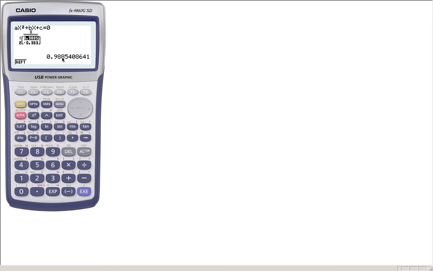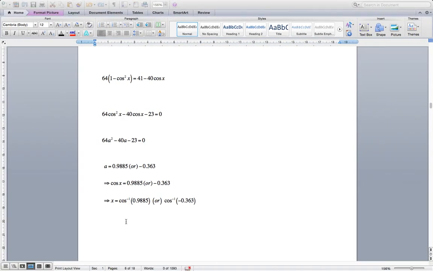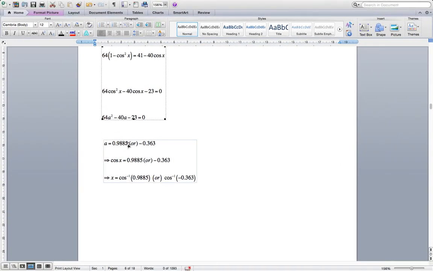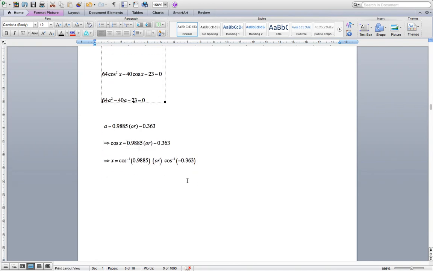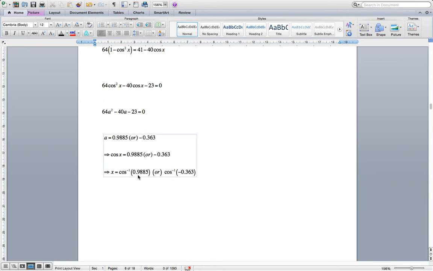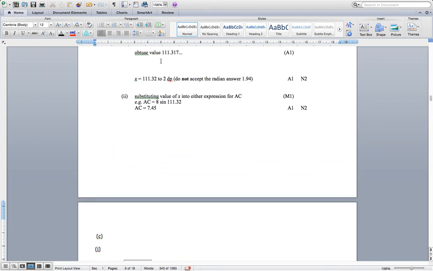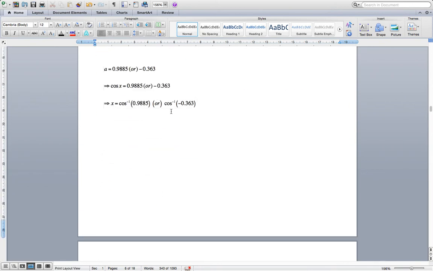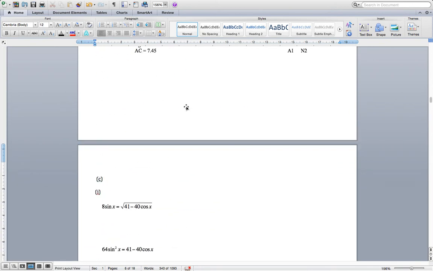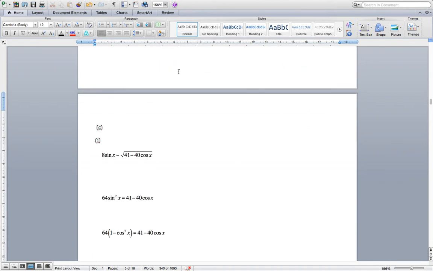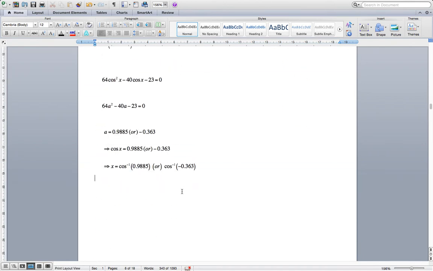One answer is 0.9885 and the other answer is minus 0.363. Which is what I've written here, 0.9885 or minus 0.363. Now this is nothing but cos x, isn't it? So x is nothing but cos inverse of this one or cos inverse of minus 0.363. Now cos inverse of 0.9885 is nothing but 8.68, and cos inverse of minus 0.363 is nothing but 111.3. Okay, so the final answer is 111.31. So you will still get the correct answer if you do it properly.